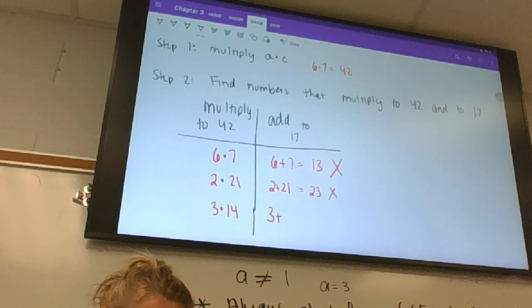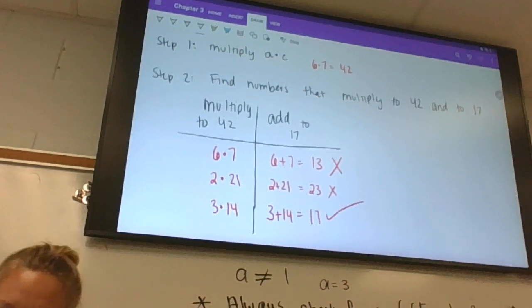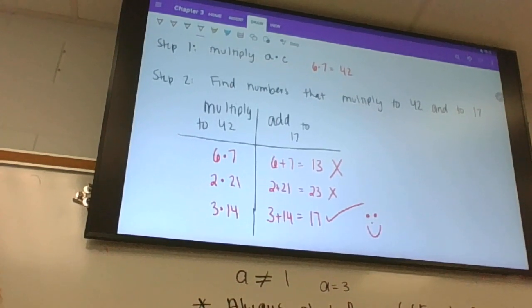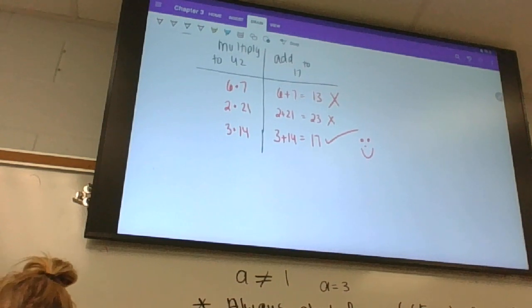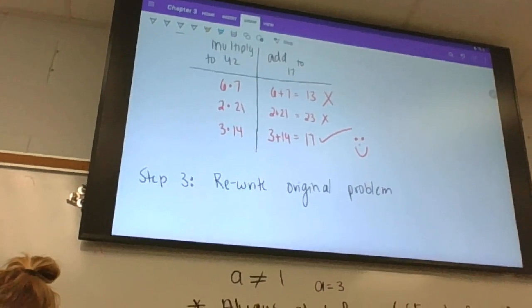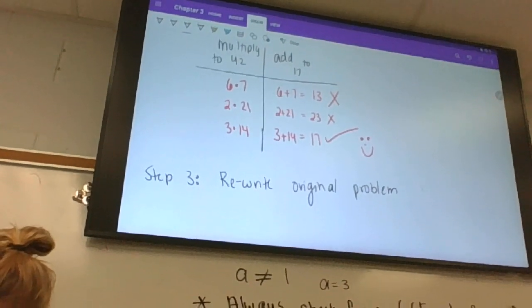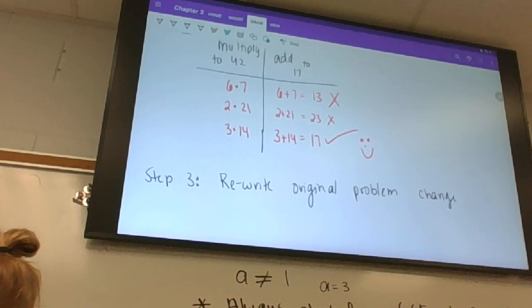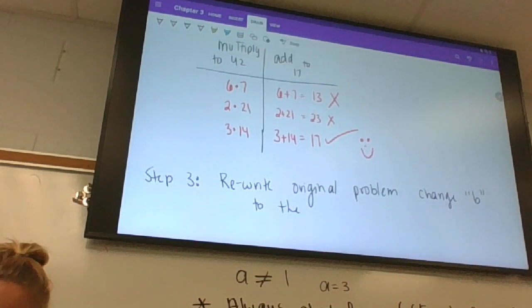And 3 plus 14 makes 17. That's what we were hoping to find. We found our numbers. What do we do with them? Okay, step 3. You're going to rewrite the original problem. You're changing the B value to the numbers that work in the previous step.